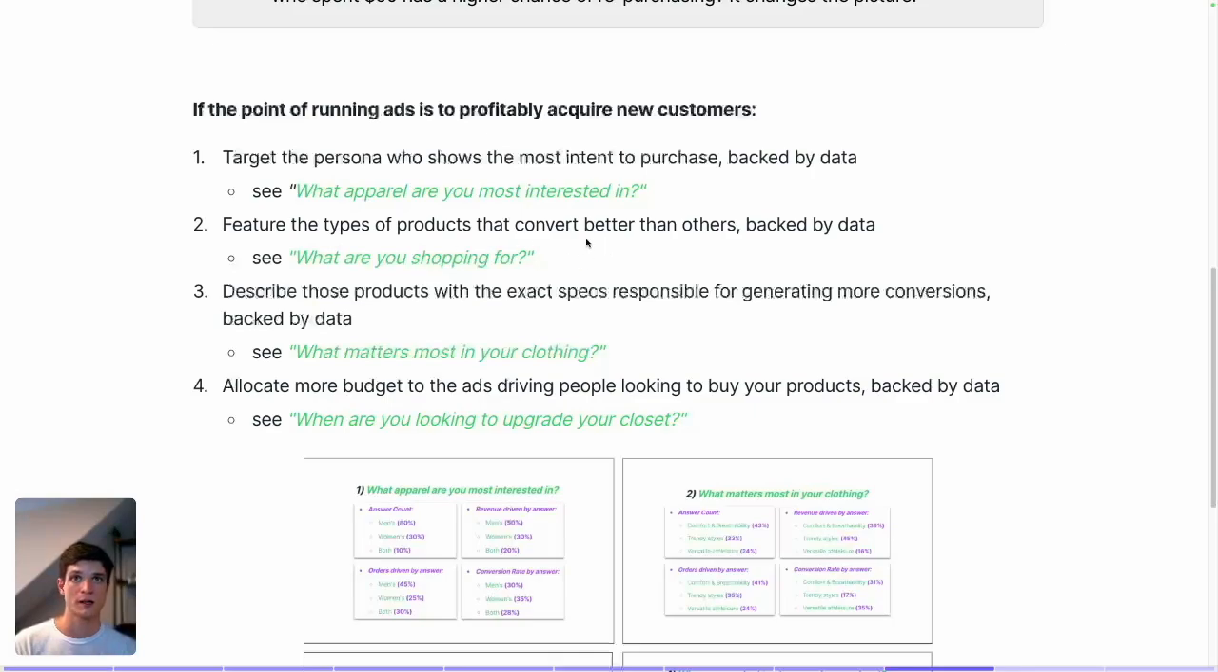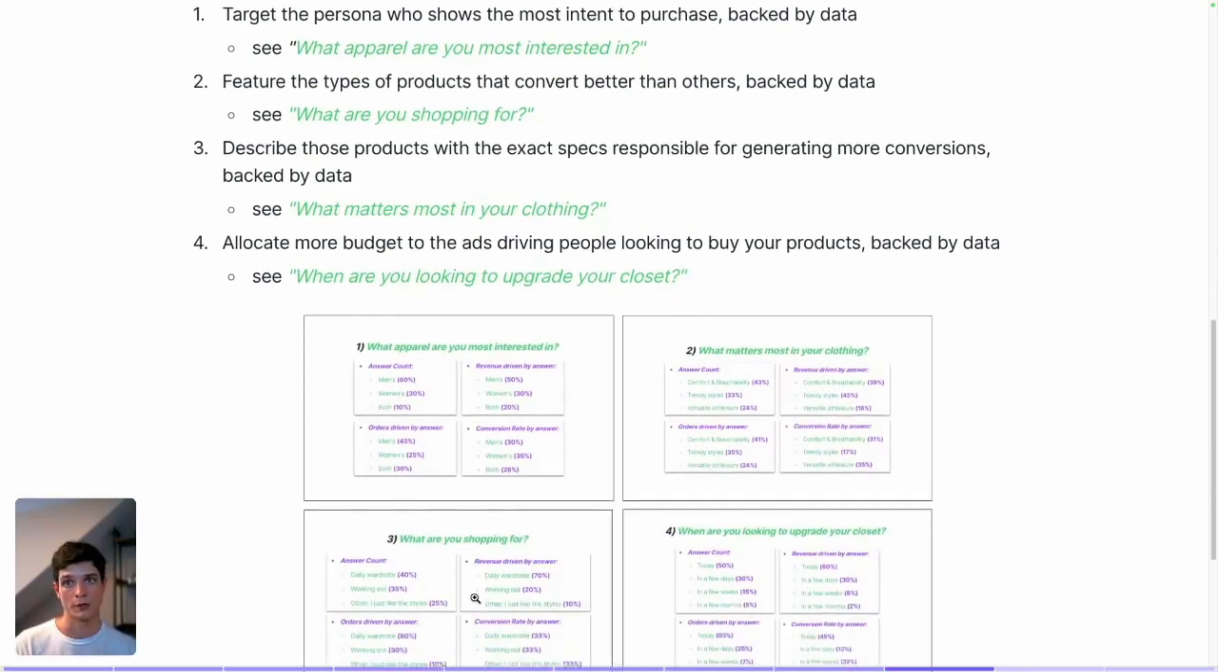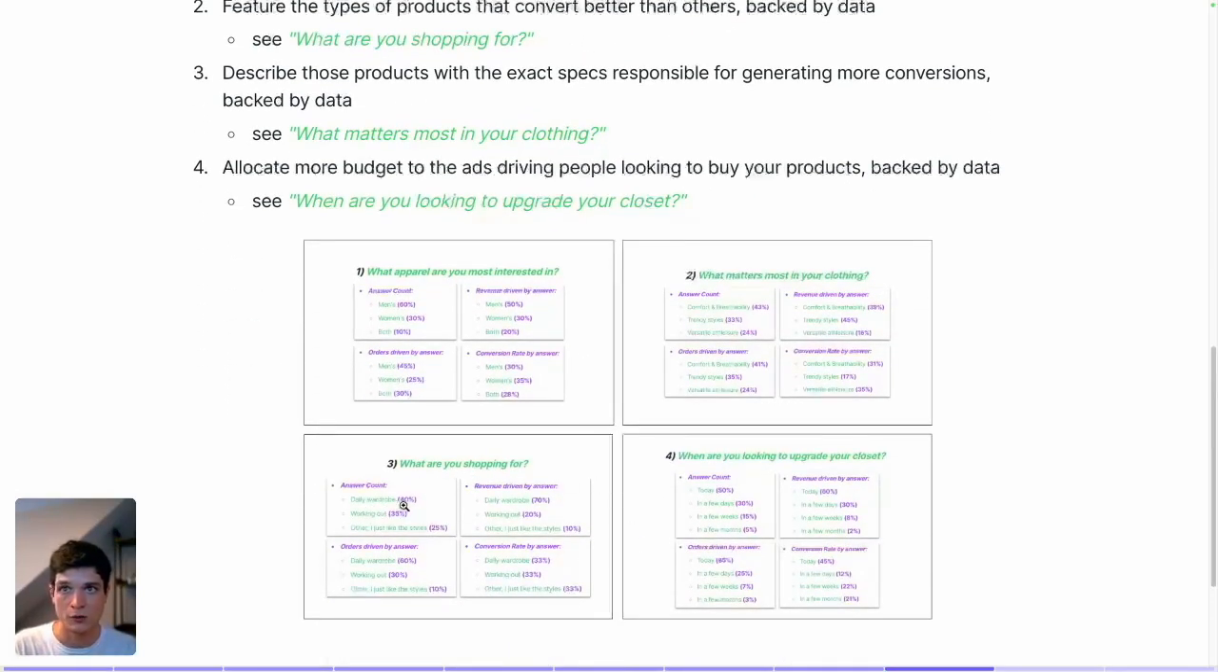The types of products that convert better than others. We'd want to look to, what are you shopping for? So we'd see that daily wardrobe has the most answers, definitely the most revenue, most orders, even conversion rate. So it would be daily wear. So daily style staples.